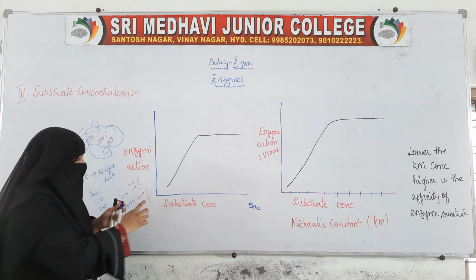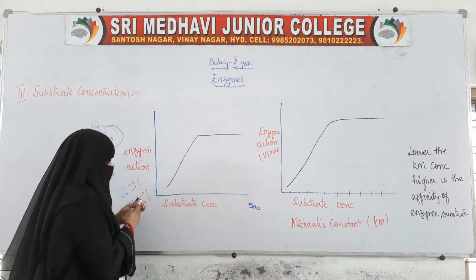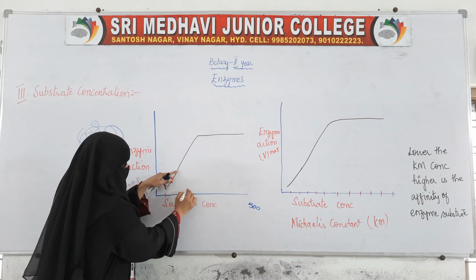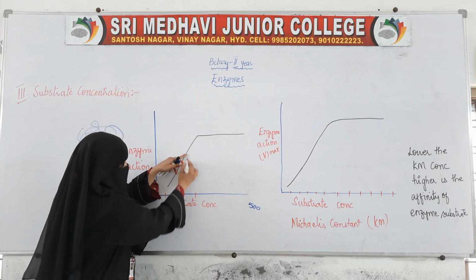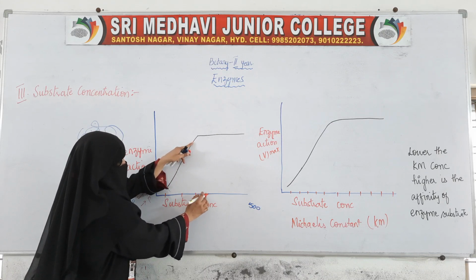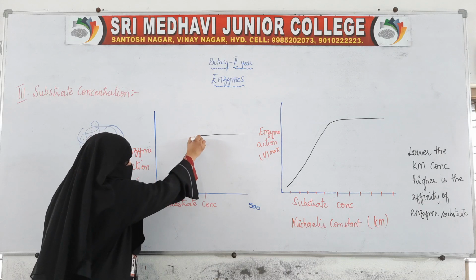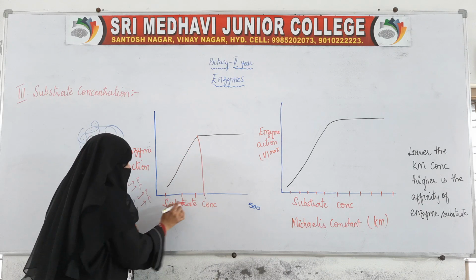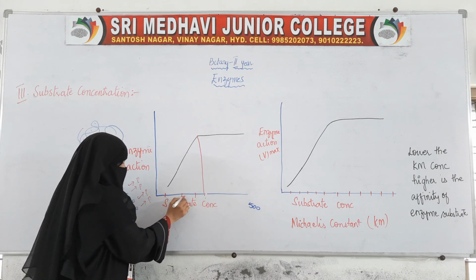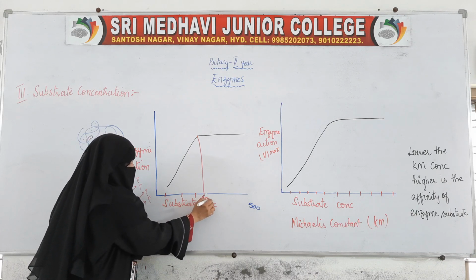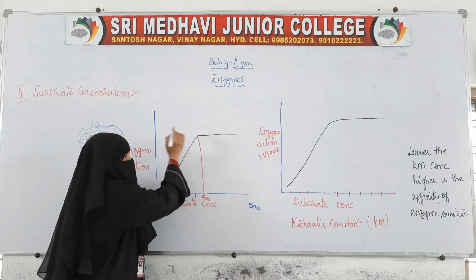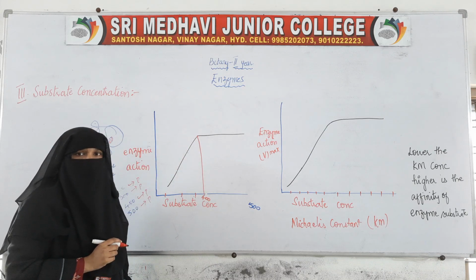So what happens with the increase? If this is the substrate concentration, with the increase in the substrate concentration, what is happening? The productivity is also increasing. But at this point, how many active sites were there? 100, 200, 300, 400 active sites were present. So at 400 active sites, what we see is the productivity is maximum.